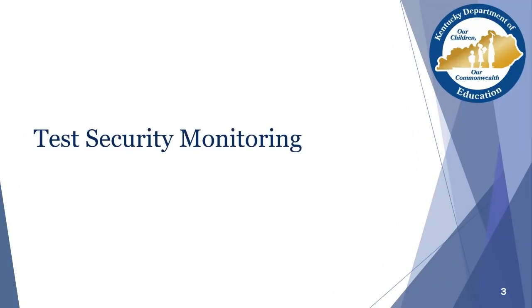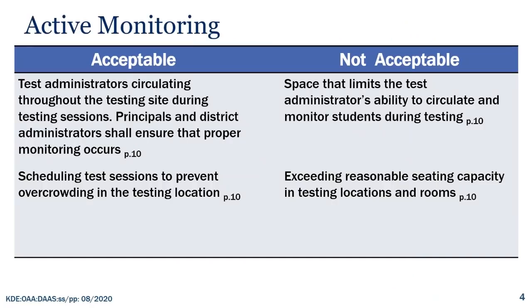What does test security monitoring look like? Test sessions shall be scheduled to prevent overcrowding in the testing location. Areas accommodating large numbers of students should have adequate staff to conduct active monitoring. Testing environments, such as arena testing, must be of adequate size and arrangement to allow for active monitoring. An adequate number of staff are required to ensure that monitoring and circulating can be done in the room.